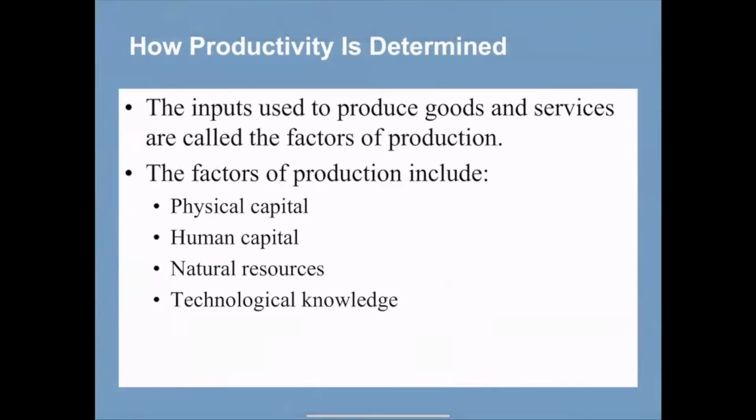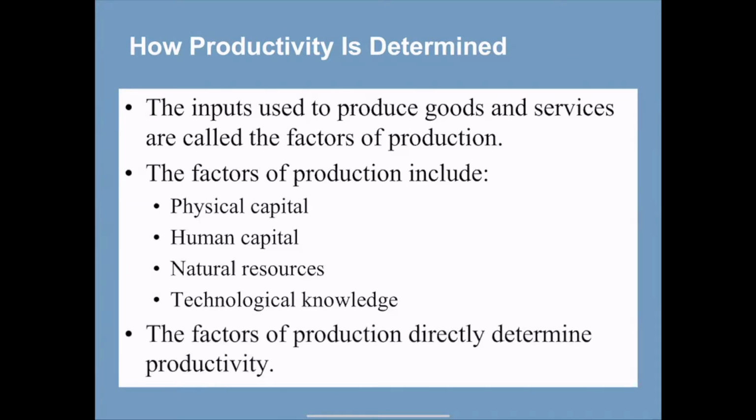What are the factors that determine productivity? We discussed last time there are 4 main factors. The first one is physical capital, which is like what we study in the first chapter in macroeconomics. That is the investment, capital formation. The second is quite important as well: human capital, and natural resources, and technological knowledge. These are the key factors that determine productivity.